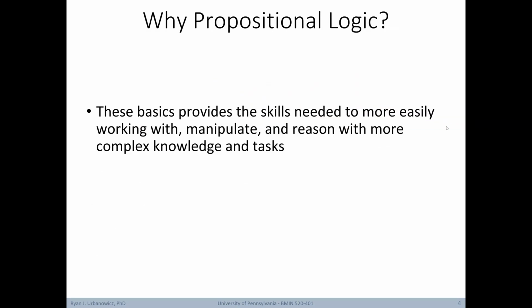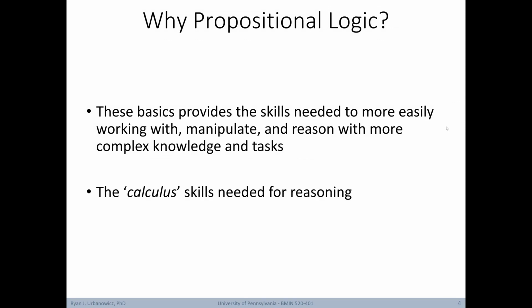First off, why do we care about propositional logic? This topic provides the skills needed to more easily work with, manipulate, and reason with more complex knowledge and tasks. Effectively today, we're going to learn the calculus skills needed for reasoning.